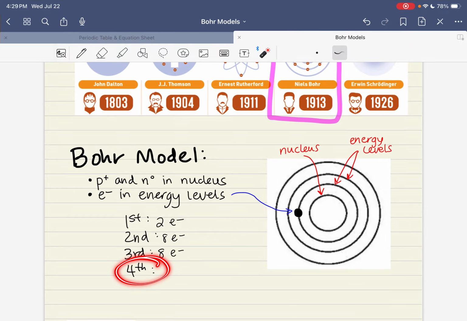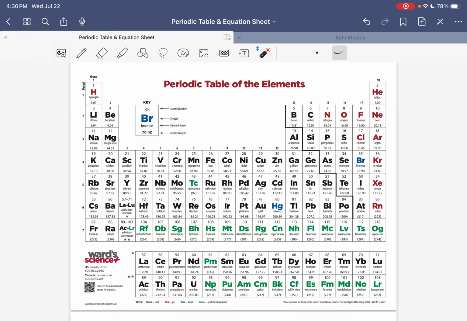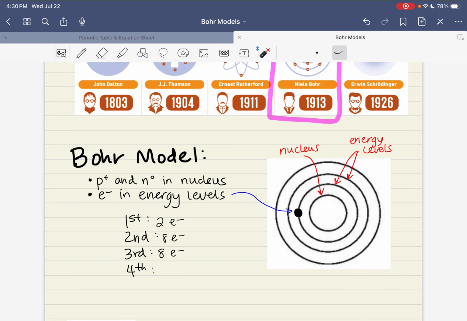My question is, I'm telling you the first energy level can hold 2 electrons, the second can hold 8, the third can hold 8, and I'm asking you to figure out how many the fourth can hold by looking at your periodic table. So pause it here, see if you can figure it out, and then play. Okay, did you get it?